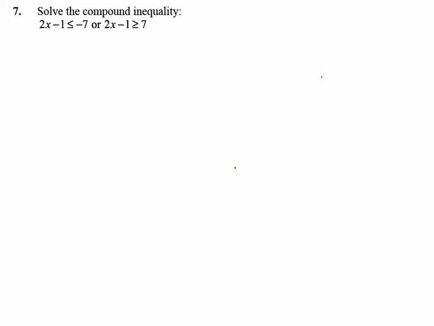All right, let's go for it together. So solving, I guess we should solve one side, and we'll solve the other, and then we'll put it all together here. So just solving the 2x minus 1 less than or equal to -7.